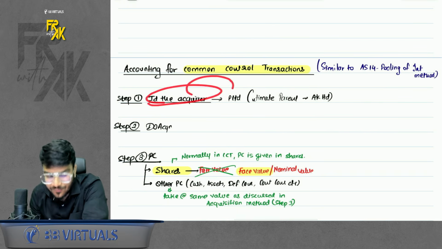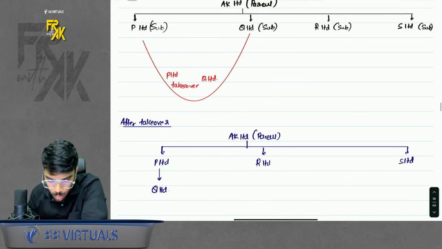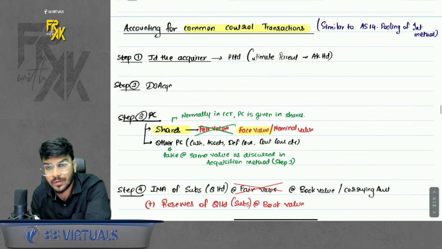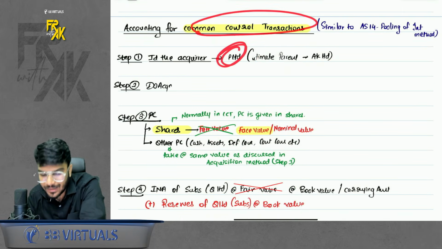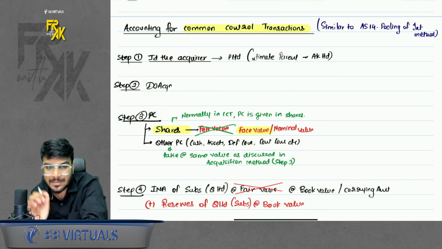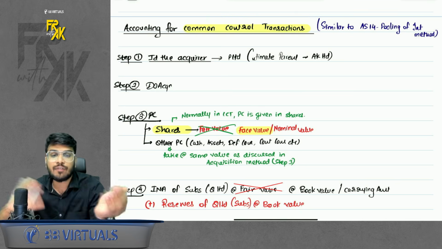First, identifying the acquirer. Here the acquirer is going to be P Limited, because P took over Q. But the ultimate parent is AK. Anyway, P will follow the common control accounting. Step number 2, date of acquisition. Step number 3, PC. Now please remember, in case of common control, if you give shares, you will not give shares at fair value, because you can imagine in common control there is no transfer of control.